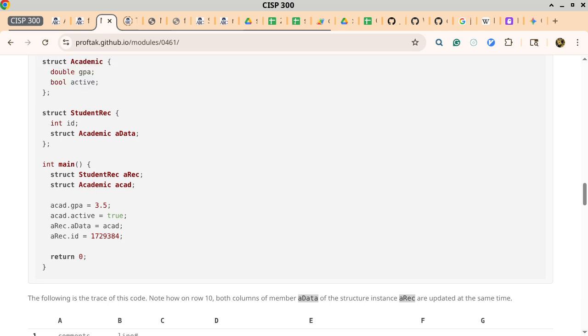And here we have another structure definition. It's called student record or student rec. So student record is interesting. It only has two members. The first member is ID, okay, which is an integer, which corresponds to a 7-digit student ID.